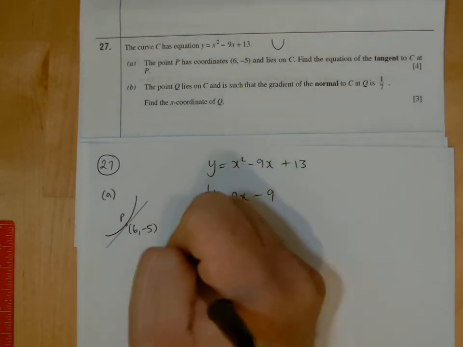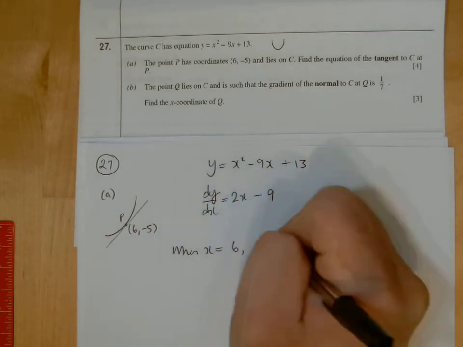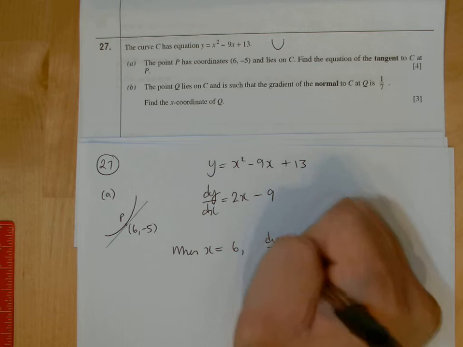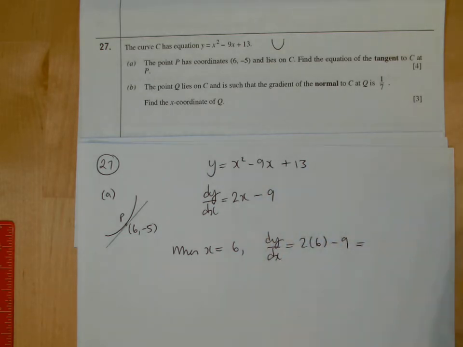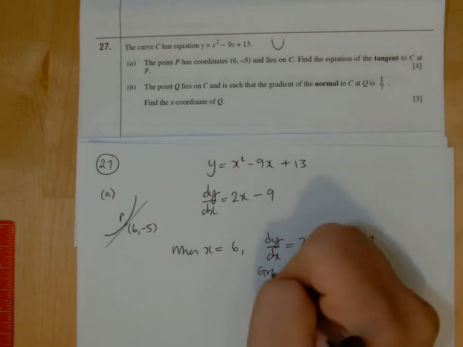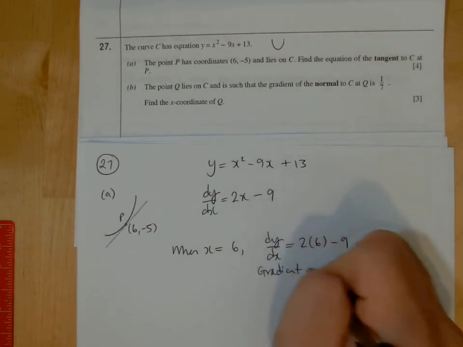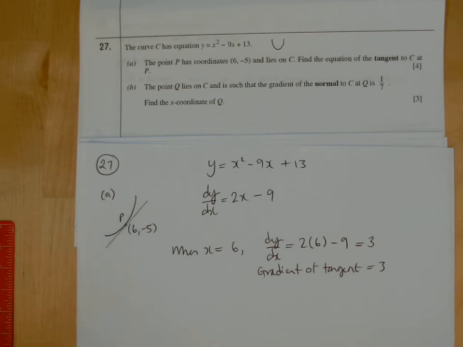So at that particular point, when x is equal to 6, dy/dx will equal 2 times 6 minus 9, and then you get 3. So the gradient of the tangent then will also be 3, because that's the gradient of the curve, which is the gradient of that tangent. So we've got a point, and we've also got the gradient. So then you can get your equation.